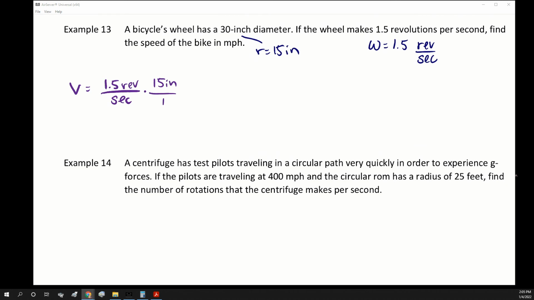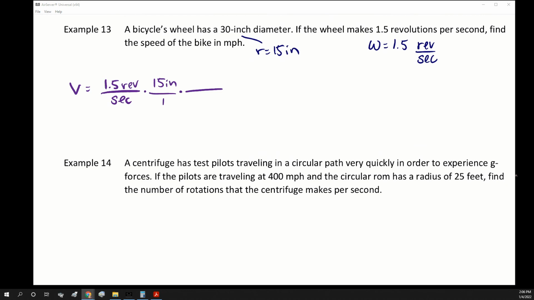Now, if I multiply this, I would get revolution inches per second, which is not what we want. We want miles per hour. So we have to change all of our units. So first, let's think about the revolutions. In linear velocity, this is important: there is no angle measurement. It's just a length and a time. So we have to completely get rid of angle units. And so that means the only angle measurement that doesn't have a unit is radians. So I need to change revolutions to radians.